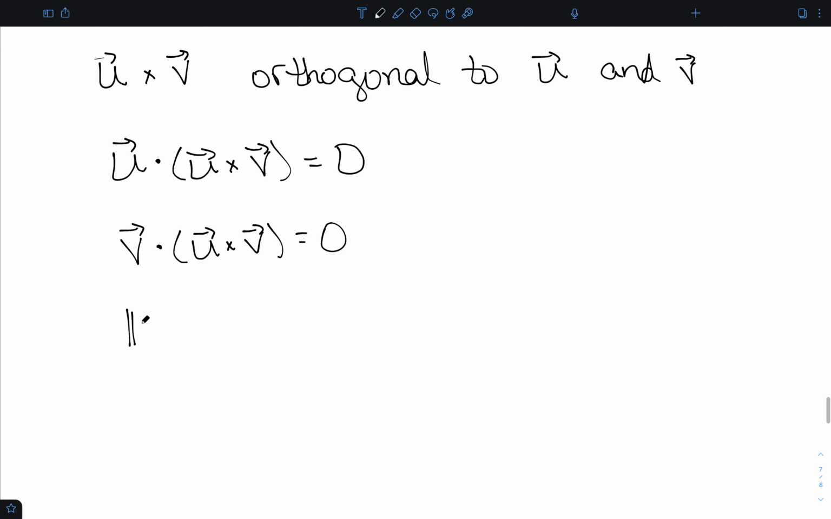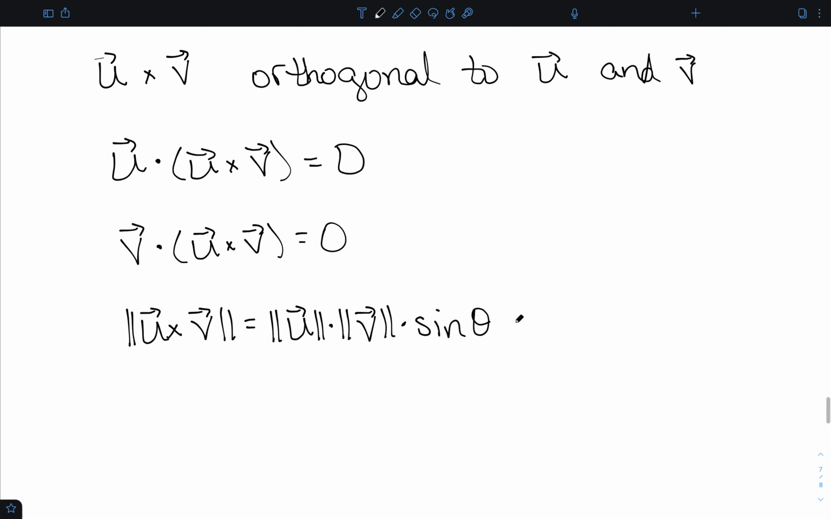In general, the magnitude of the vector u cross v is equal to the magnitude of u times the magnitude of v times sine of theta, where theta is the angle between them. So we have that the direction of the cross product is determined by the fact that it needs to be orthogonal to u and v, and the magnitude is determined by the length of u, the length of v, and the angle between them.